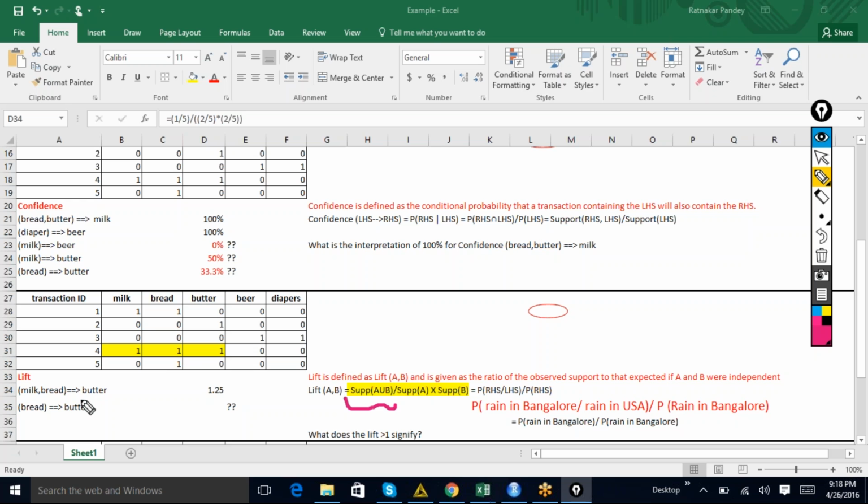What is support of A? Basically the support of milk and bread together. So let's look at the math now. Divided by the support of, the left hand side first, milk and bread bought together. That's basically this and this. So there are two cases where milk and bread are bought together. That makes the next parameter 2 by 5.